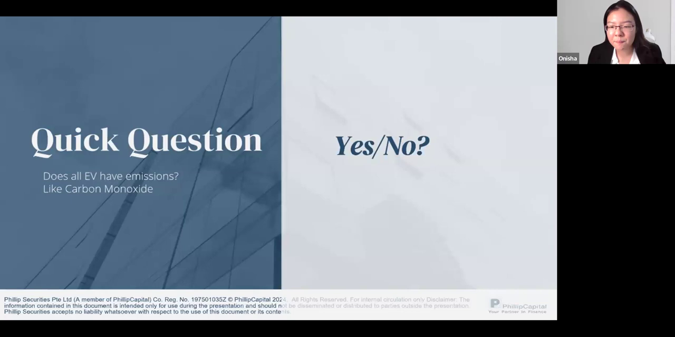Can anyone type in the chat whether all EVs have emissions? It's a yes or a no. Thank you, Lively. A quick question: if you think that all EV vehicles have emissions or not? If you think they have emissions, then you put a yes. If you think there's no emission, then you put a no. Anyone? Have a quick guess. Is it a yes or a no? Just a quick one. No. Okay, no.